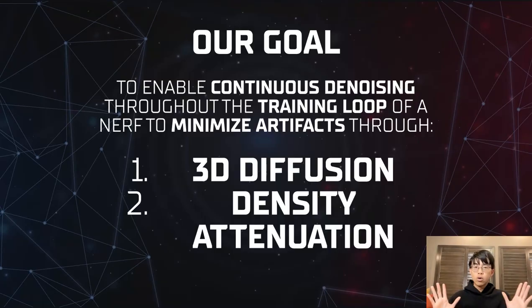And so my goal, once again, sometimes you have hypotheses or you have engineering goals. This time I'm choosing goals. And so what I wanted to do was to enable continuous denoising throughout the training loop of a NeRF to minimize artifacts or noisy areas through 1, using 3D diffusion, and 2, using density attenuation. I'll go into both of those in a second.